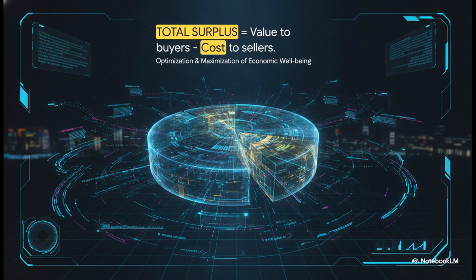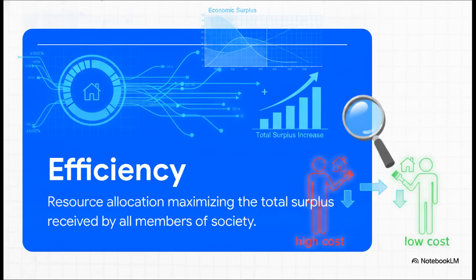Total surplus equals the value to buyers minus the cost to sellers. This single, elegant formula represents society's total economic well-being. Think of it as the overall size of the economic pie. And our primary goal as a society is usually to make that pie as absolutely massive as possible. When a market successfully makes that pie as large as it can possibly be, we call it efficiency. If an allocation is not efficient, it essentially means potential gains are just being left on the table.